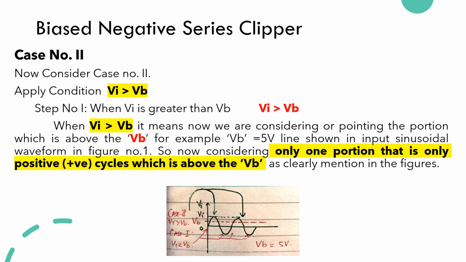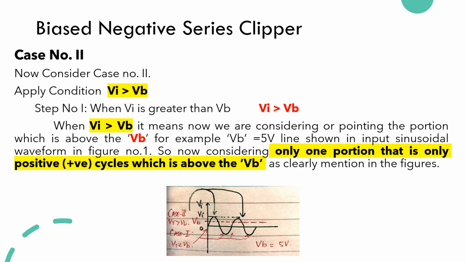Now consider case number 2. Apply condition. Now VI, input, is greater than VB. This is step number 1. Means VI is greater than VB.